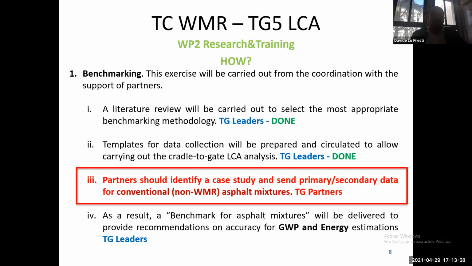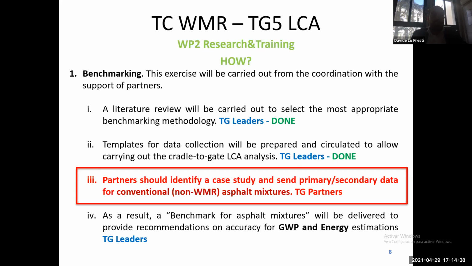To do that, we will need you to provide us with data related to the material, basically recipes of asphalt mixture, and data related to where the aggregates come from, and possibly where the other components come from, but also more detailed data on the manufacturing process. Again, we're doing a cradle to gate exercise, related only to the manufacturing of the asphalt mixture.